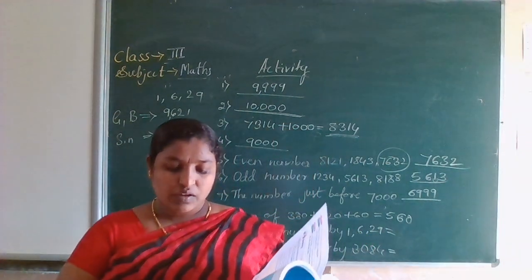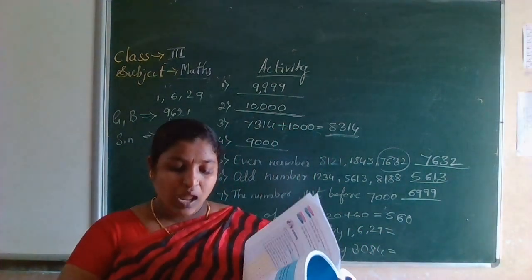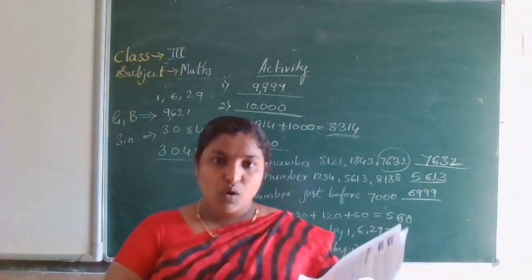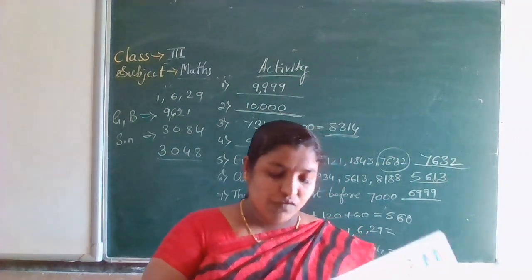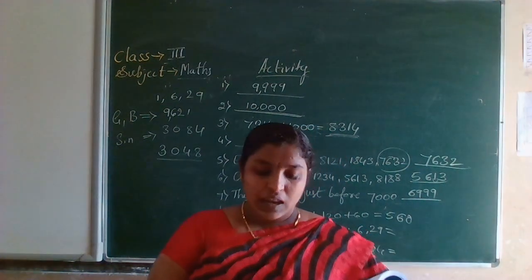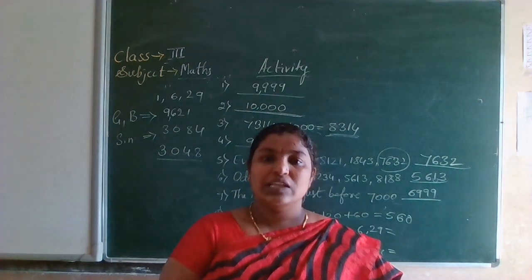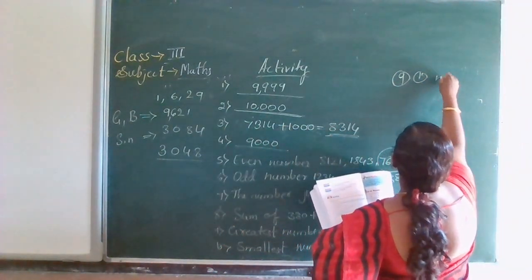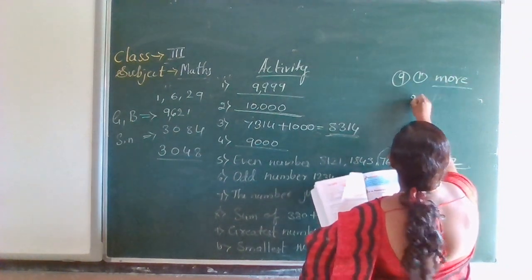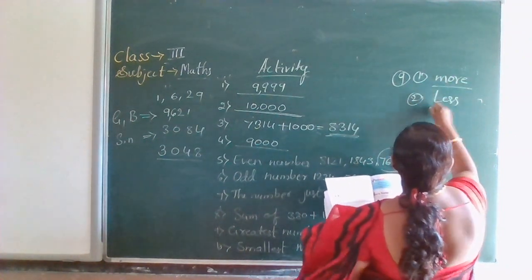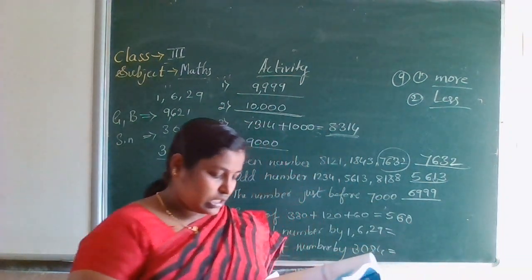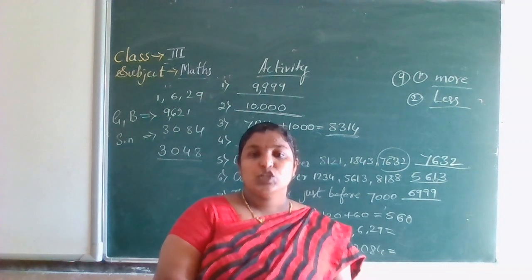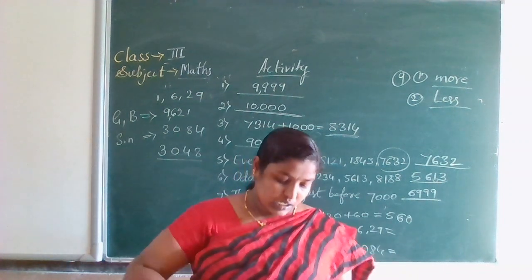The successor of a number is one more than the number. So answer is more. M-O-R-E. The predecessor of a number is one less than the number. So answer is less. So fill in the blanks. 9th question. First one is more. Second one is less. Third, dash has no predecessor. 0 has no predecessor.